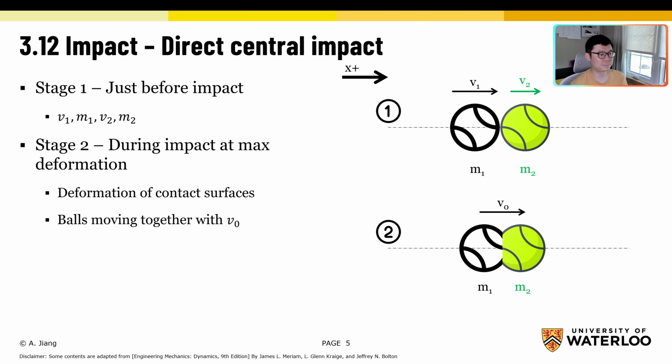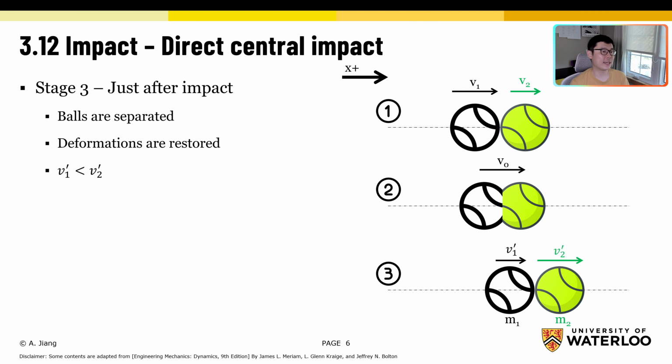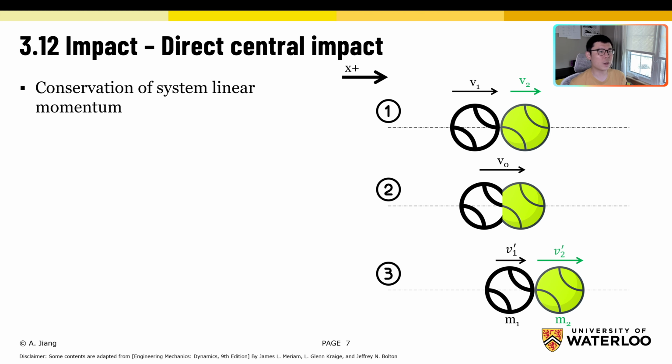We'll use that later. And then we have stage 3. This is just after the impact. The two balls just got separated, and there's no more deformation of each ball, and they have both restored to their original shape. At this stage, m1 and m2 have new velocities, and we'll name them v1 prime and v2 prime. You'll notice here I use the length of the arrow to represent the speed. In this specific example, v1 starts greater than v2, and after the impact, v1 prime is smaller than v2 prime. This is where we can apply the conservation of system linear momentum.